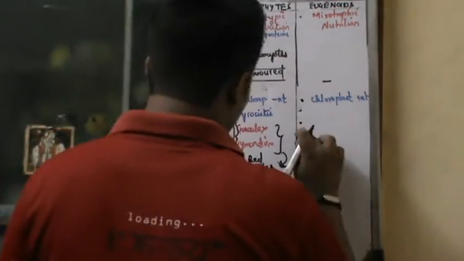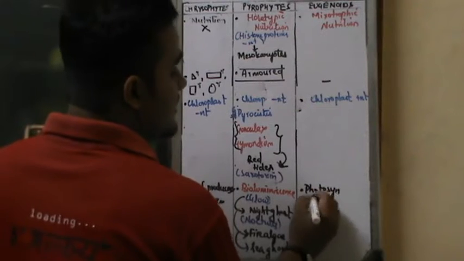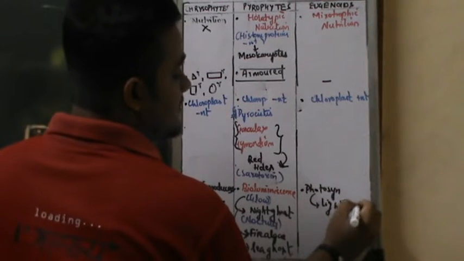The very important unique feature of euglenoids is going to be, as I told you, photosynthetic when light is present. When light is present, it is going to be photosynthetic.